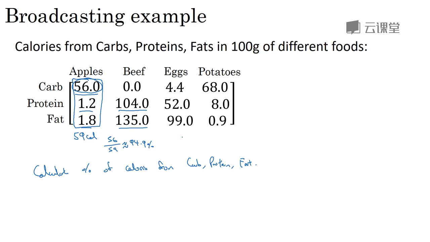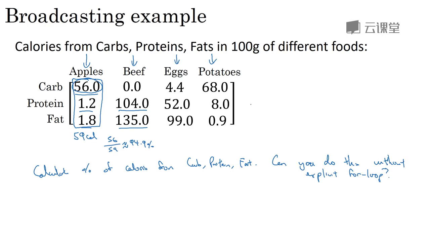So the calculation you want is really to sum up each of the 4 columns of this matrix to get the total number of calories in 100 grams of apple, beef, eggs, or potatoes, and then to divide throughout the matrix so as to get the percentage of calories from carbs, proteins, and fats for each of the 4 foods. So the question is, can you do this without an explicit for loop? Let's take a look at how you could do that.